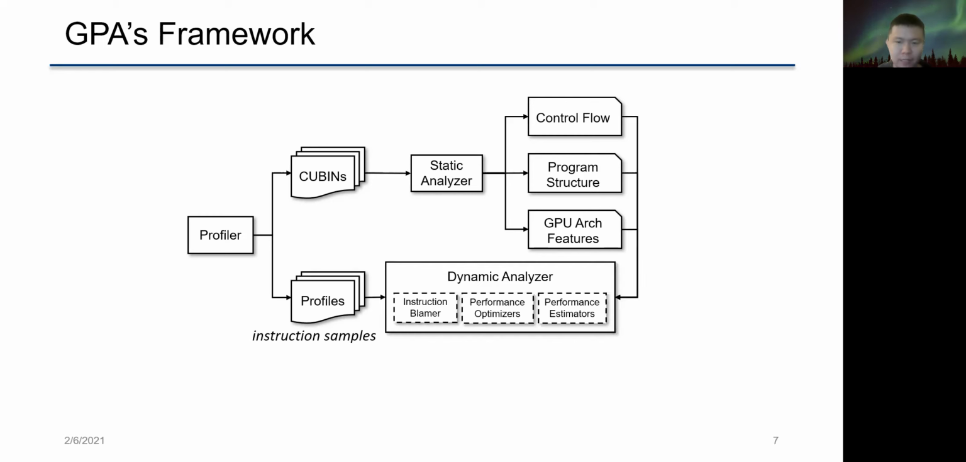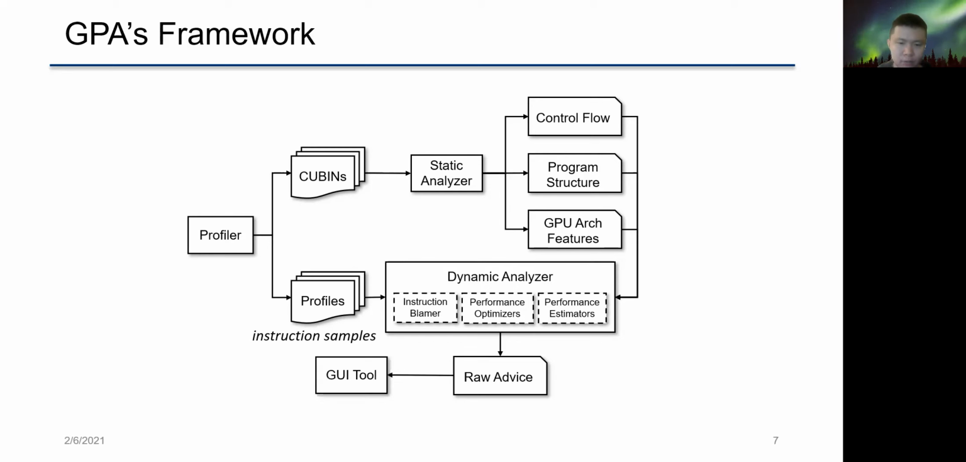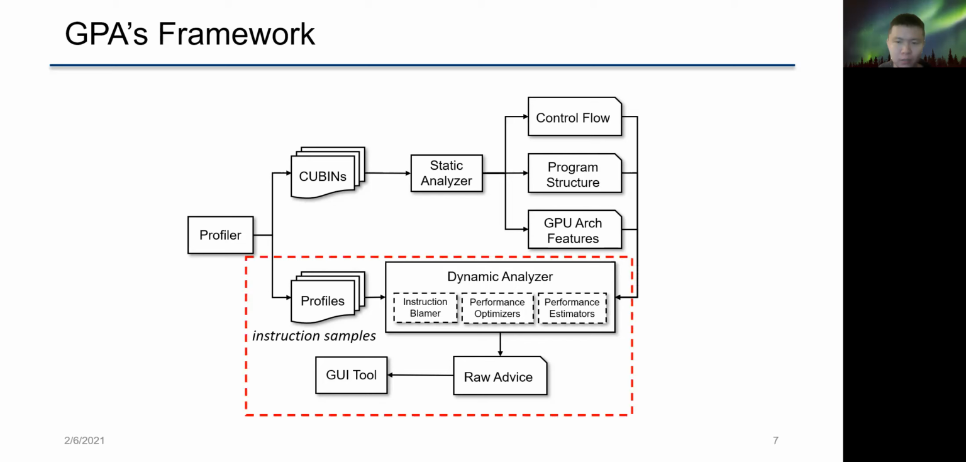Then GPA has a dynamic analyzer that takes in the profile and static analysis result to dump a raw advice report. In this raw advice report, we can get information about what optimizations are effective for a given program. We also construct a GUI tool to visualize the stalls on individual lines, loops, and functions in GPU programs. In this talk, we're going to focus on this part.